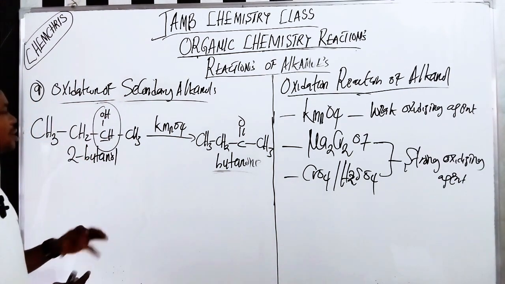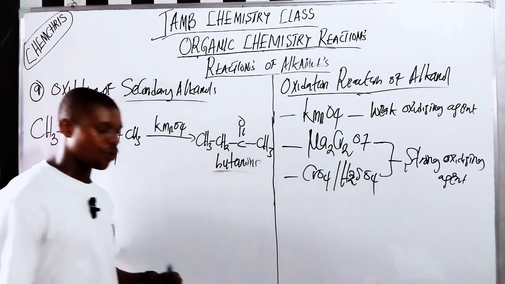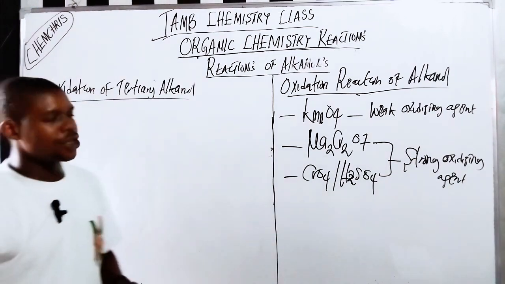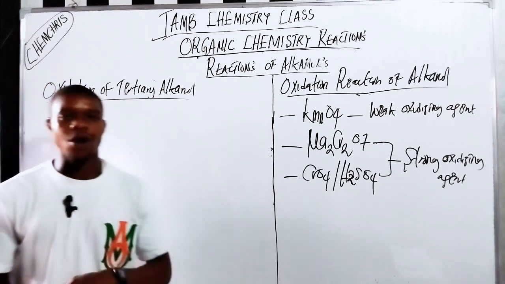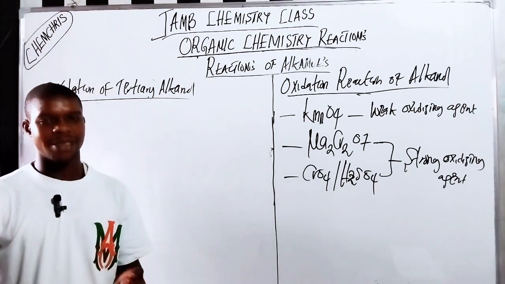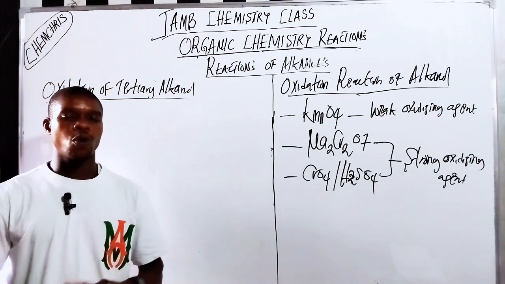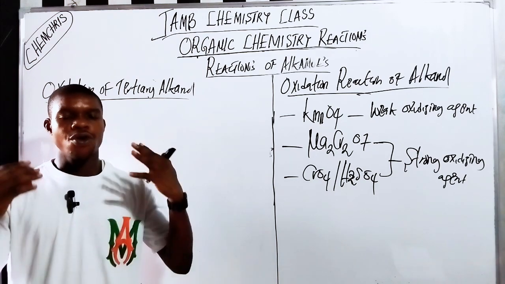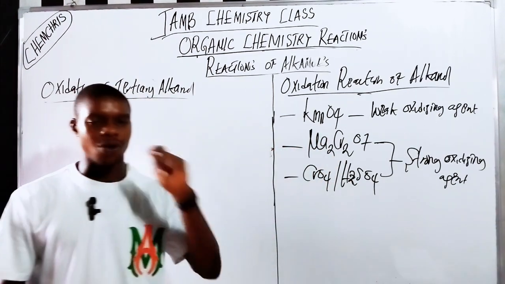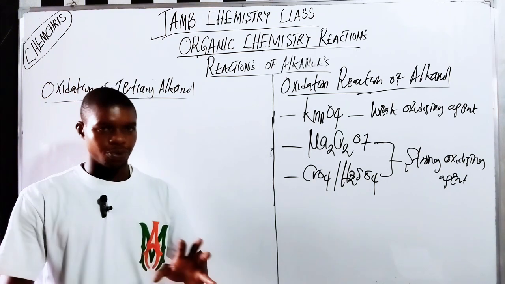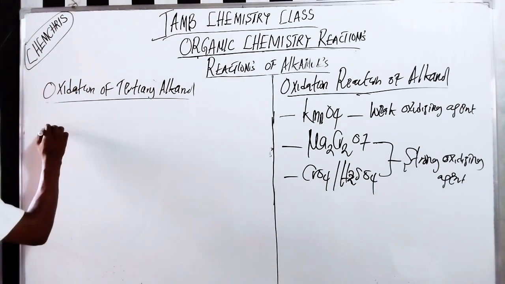Now the next one I want to look at is oxidation of tertiary alcohol. So now, how do you oxidize tertiary alcohol? Right? Oxidation of tertiary alcohol will produce no results. Yes, oxidation of tertiary alcohol will produce no results. So no matter the oxidizing reagent you use, as far as it is a tertiary alcohol, no reaction will be produced. Because you know the reason why? Because tertiary alcohol is like this.